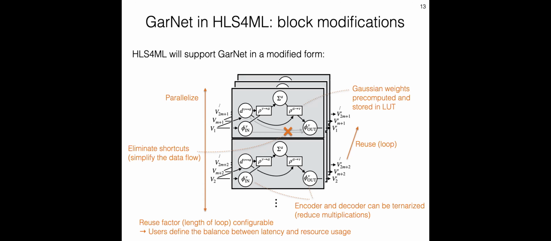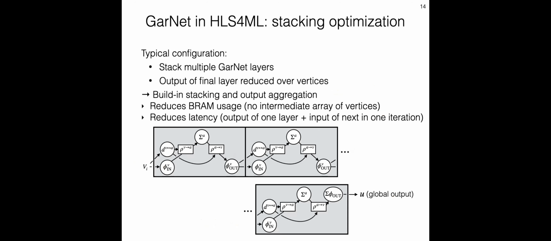And then the Gaussian weights are not computed per sample, but are pre-computed and stored in a lookup table. And then finally, aggregation is only done for mean, not max, and that reduces operations as well. So those are the modifications. And then also stacking was optimized.